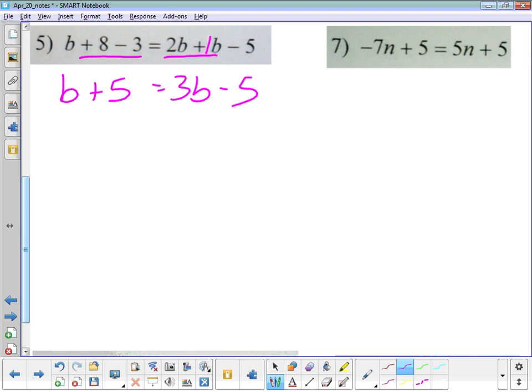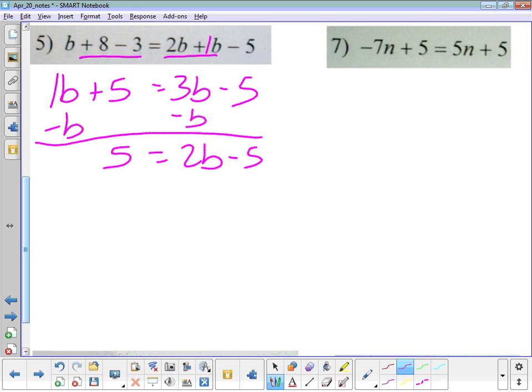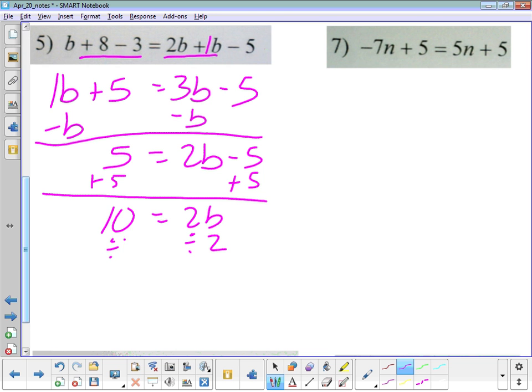Now again, I like to move the smaller variable first so I can get it all onto one side. Well, the smaller variable would be this one over here that's only a 1b. So I minus 1b from both sides. That gets me a 5 on that side and a 2b on this side and a minus 5. Now I can get rid of the minus 5 by doing the opposite. So I'm going to add 5 to both sides. And that gets me a 10 equaling the 2b. Now I can divide by 2, and I get 5 equals b.